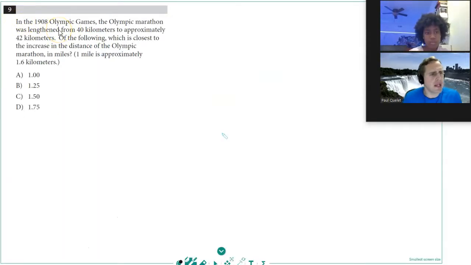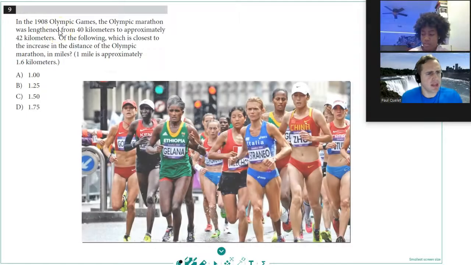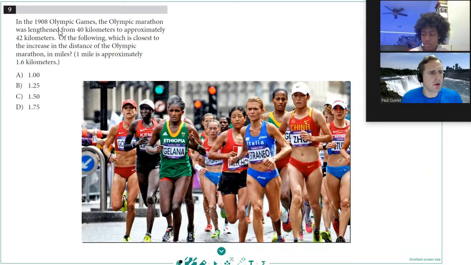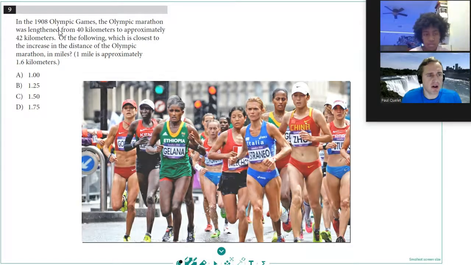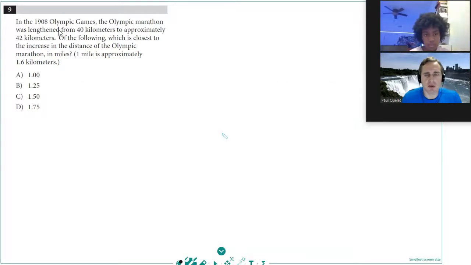In the 1908 Olympic Games, the Olympic marathon was lengthened from 40 kilometers to approximately 42 kilometers. Of the following, which is the closest to the increase in distance of the Olympic marathon in miles? 1 mile is approximately 1.6 kilometers. Okay, so what do you think?